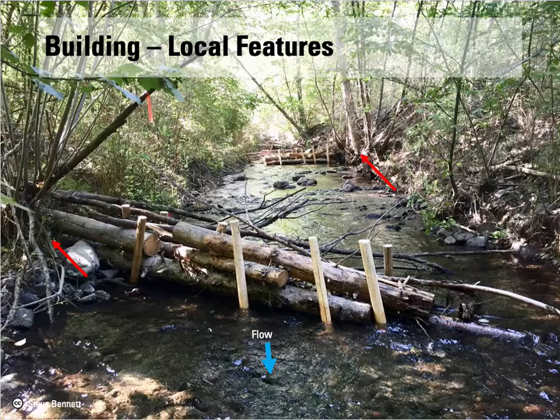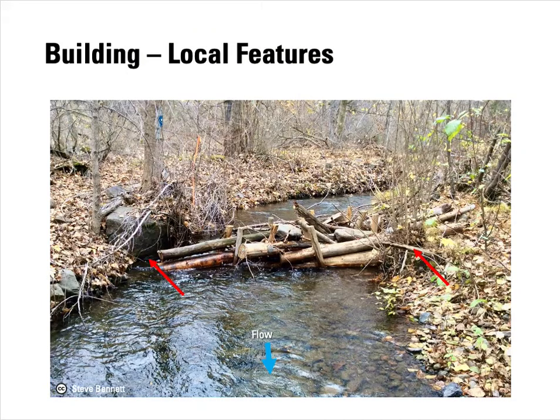Okay, so when you're building, you want to take advantage of local features and use them for increasing stability. This figure is showing how we're building a bank attached PAL up onto the bank and tying it in with boulders and trees and shrubs that are already there.